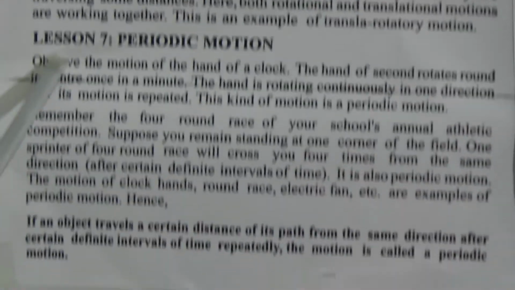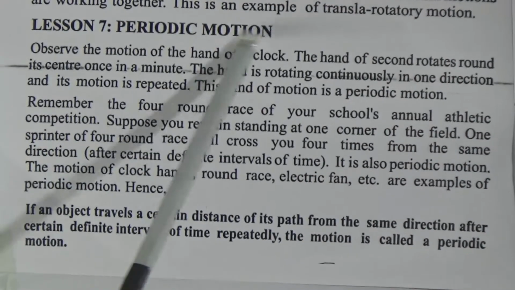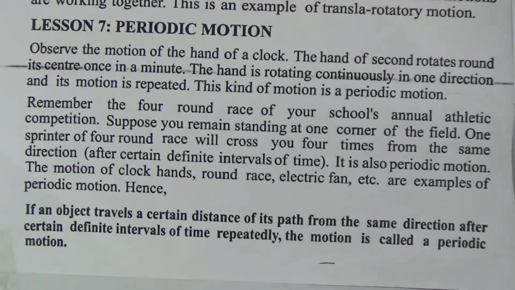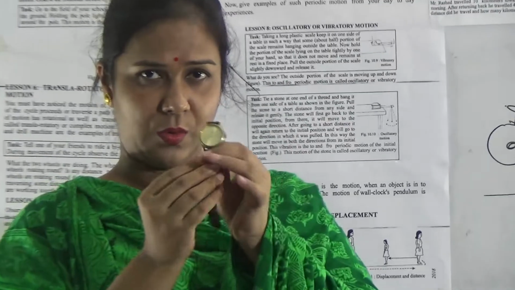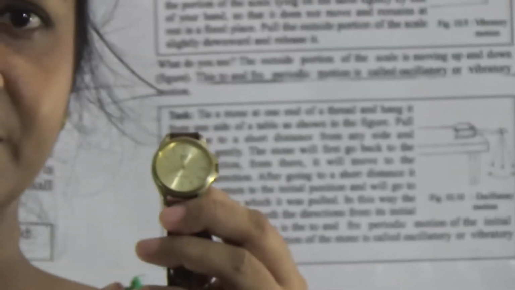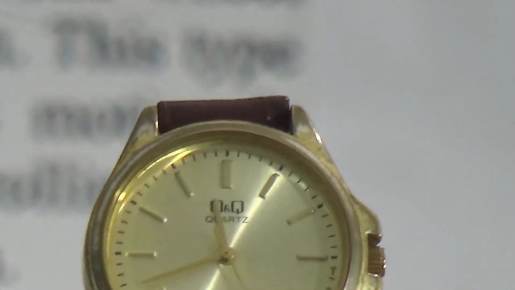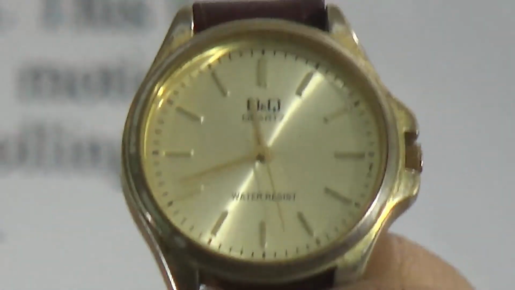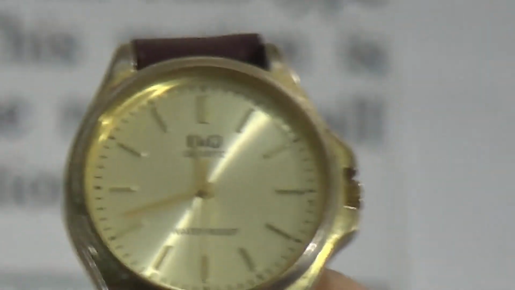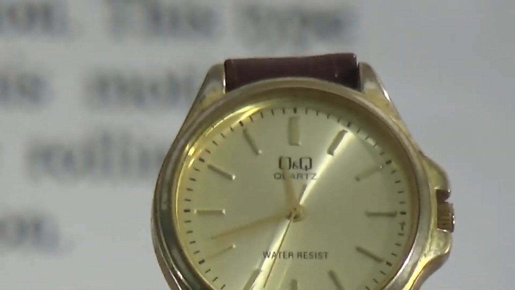Now we will go to our next motion, that means periodic motion. Dear students, now you observe this. Watch the hands. Can you observe? Look, the second hand, that means the hand which indicates the seconds, is moving so quickly. It makes a circular path in 1 minute. That motion is called periodic motion.